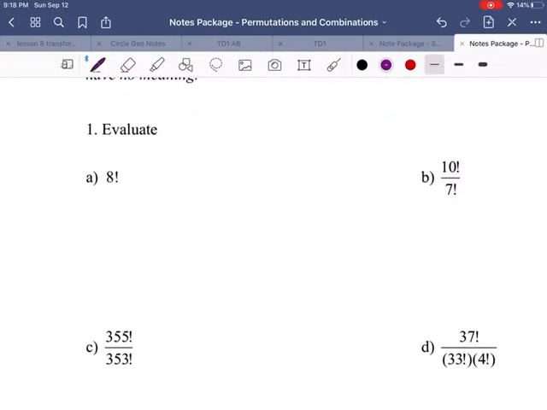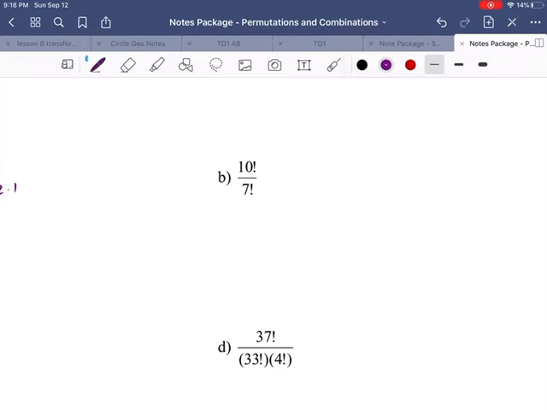So let's evaluate. 8 factorial is going to be 8 times 7 times 6 times 5 times 4 times 3 times 2 times 1, and you get 40,320.